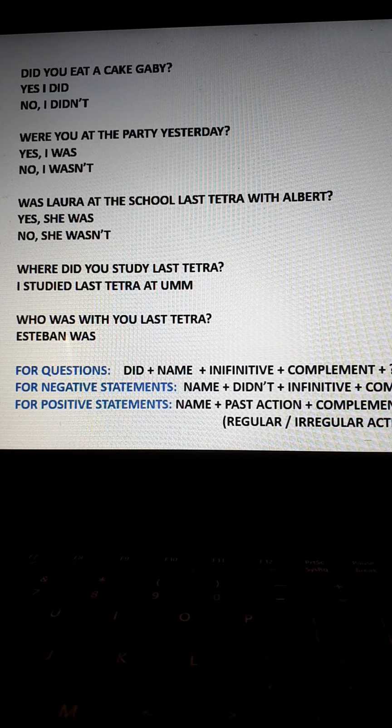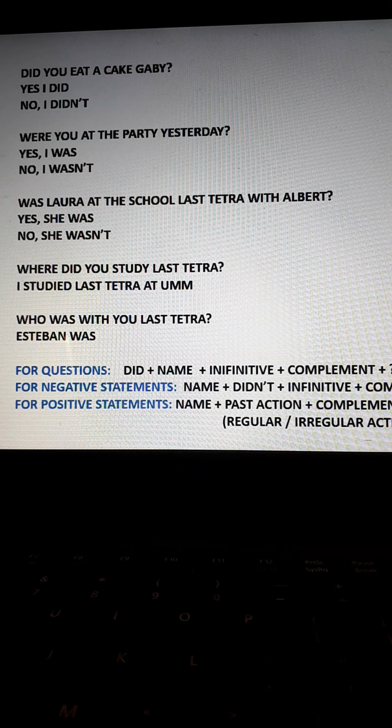So, to make a question, first you need the auxiliary. But if you have a WH question, first is the WH word, second is did, third is the pronoun or name, and fourth is the action in base form. And then the complement. Who was with you last semester?